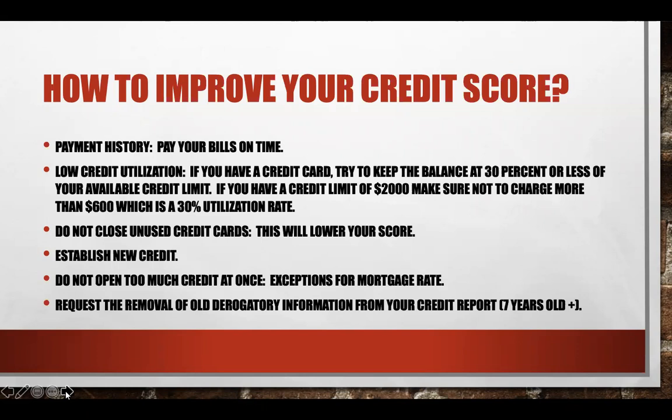Low credit utilization. Do not close unused credit cards. Establish some new credit. Do not open too much credit at once, with exceptions if you're shopping around for a mortgage rate. And request the removal of all derogatory information from your credit report. So if 7 years ago you had a bankruptcy, a foreclosure, or a short sale, you can ask to have that removed from your report. I actually had a major life event about 10 years ago that dramatically impacted my credit score, and that is now off the report.